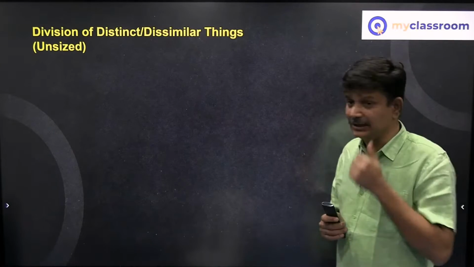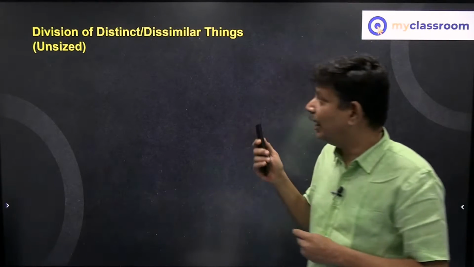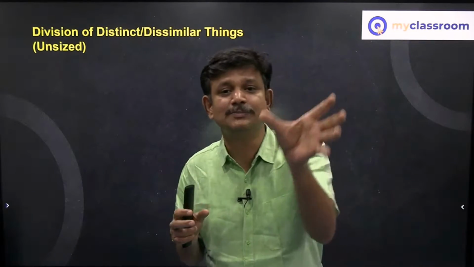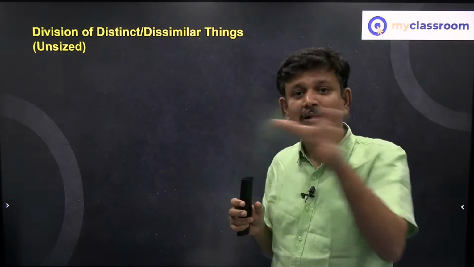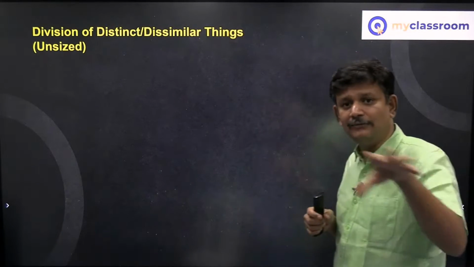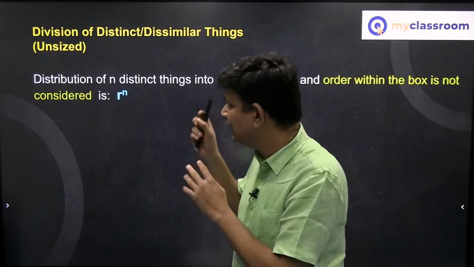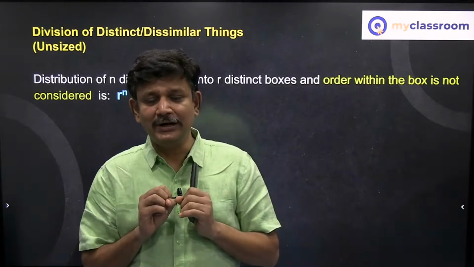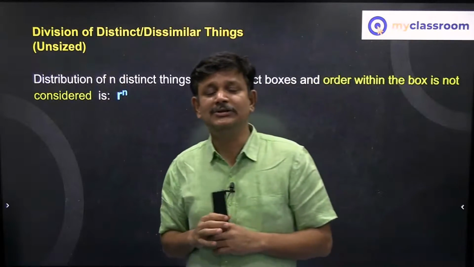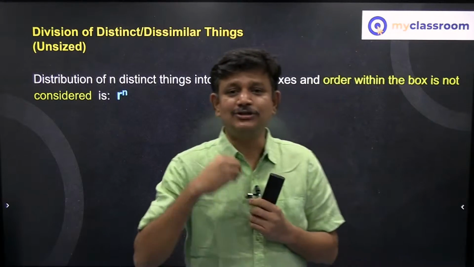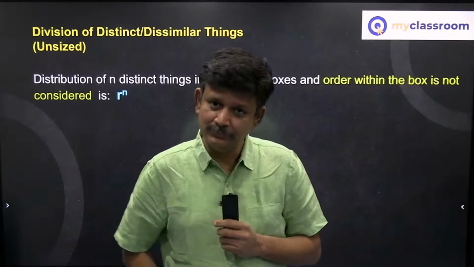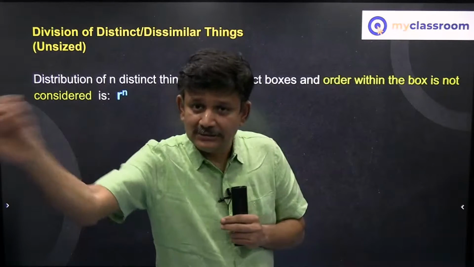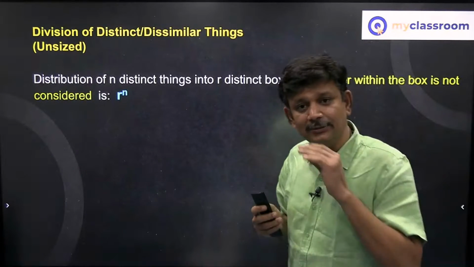Let us look at the next category: distribution of unsized groups. In the previous cases, sizes were mentioned, like this boy was getting 5 things, or all of them were getting equal things. But here the size is not given. I have to distribute among A, B, C as per my choice. First chocolate I can give to any one of A, B, C, 3 ways. Second chocolate I can give to any one of A, B, C, 3 ways. So total 3 power 10 ways I can make the distribution.